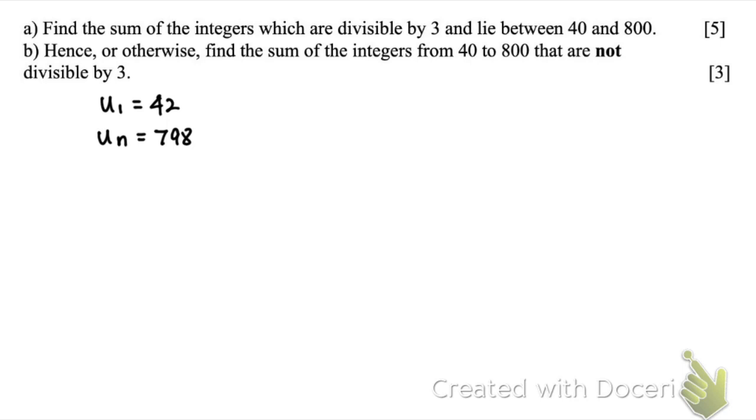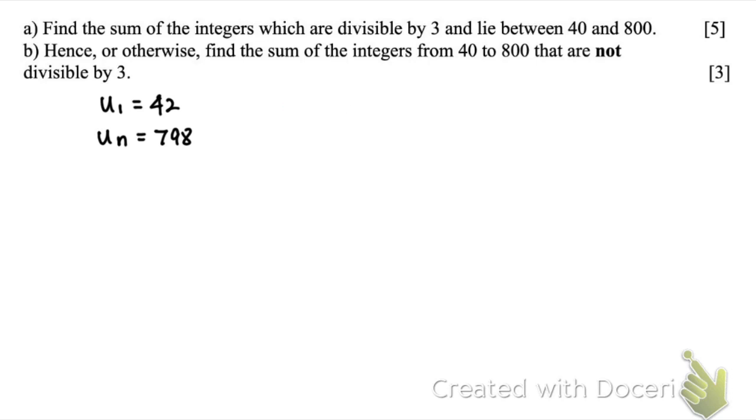We can check divisibility by 3 by adding the individual digits of each of these numbers and seeing if that sum is divisible by 3. So for example, in 42, we know that 4 plus 2 is 6, which is divisible by 3. Hence, 42 is also divisible by 3.